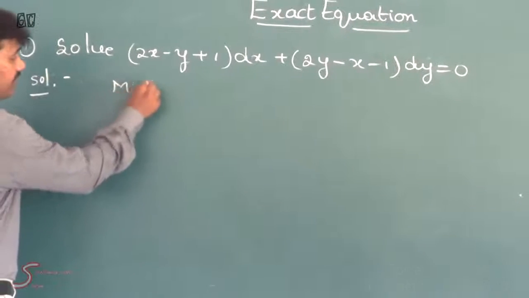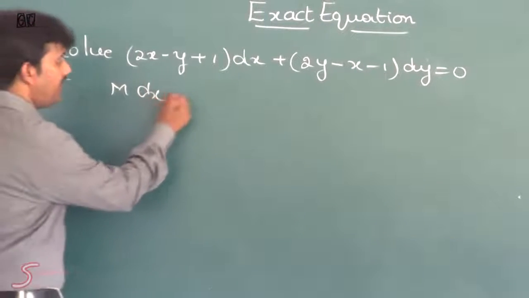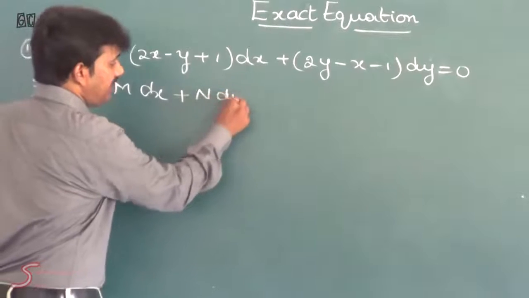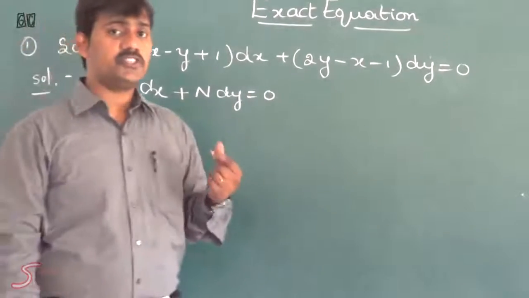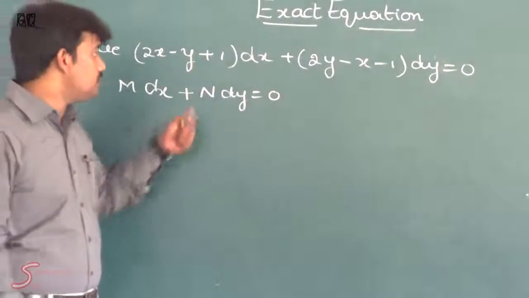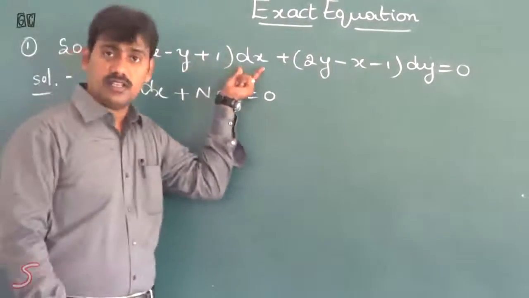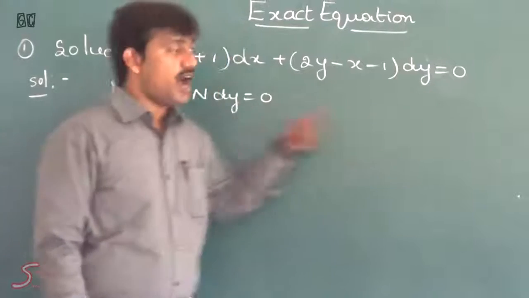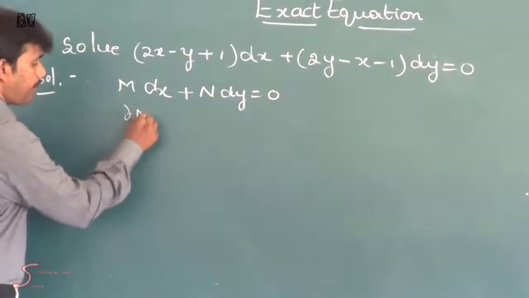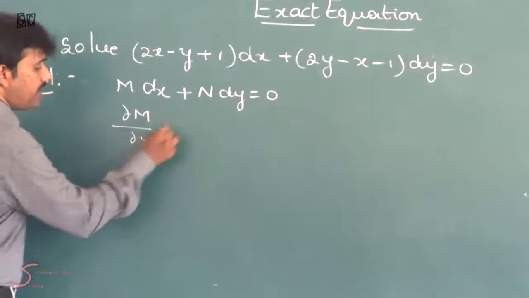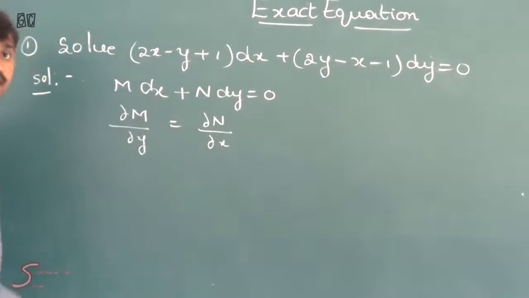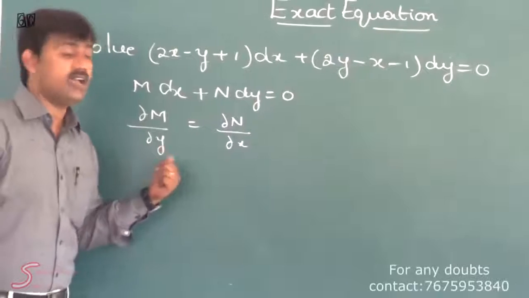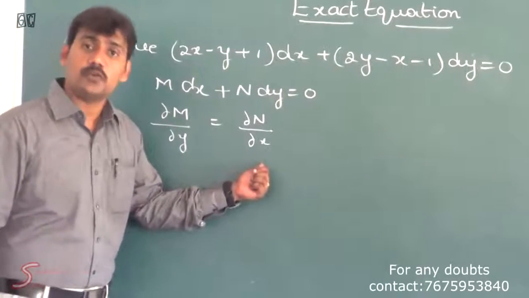If the differential equation is in the form M dx plus N dy equal to 0, then we can say that the given equation is in the form of an exact equation. If you compare these two, this is the form of M dx plus N dy. After this we are going to check the condition: dou M by dou y equal to dou N by dou x or not. That is the partial differentiation with respect to y and the partial differentiation with respect to x.